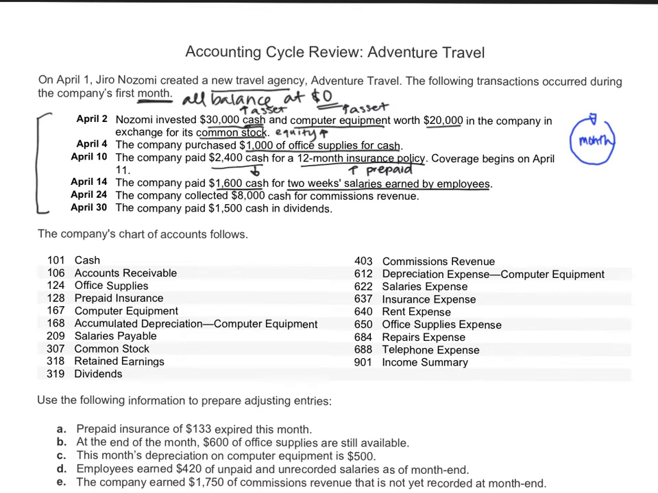All right, now on April 14th, it says I pay cash for 2 weeks' salary earned by my employees. And this is going to be salaries expense and cash. So salaries expense is an expense going up. That'll be my debit line. And cash, our asset going down, will be my credit. So let's put that in our journal entry.